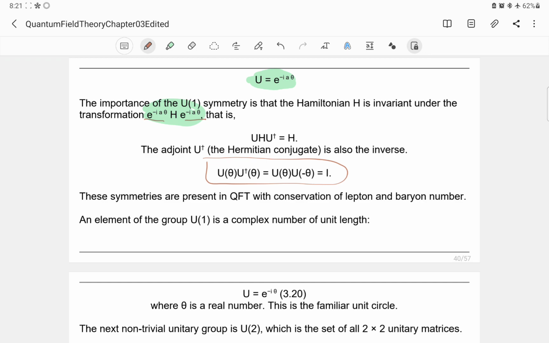An element of the group U1 is a complex number of unit length. So U would have to be written in this form, where theta is a real number. And of course, if you go back to your mathematics in calculus, you will just remember that this is just a unit circle, a circle with radius 1 in the xy plane.